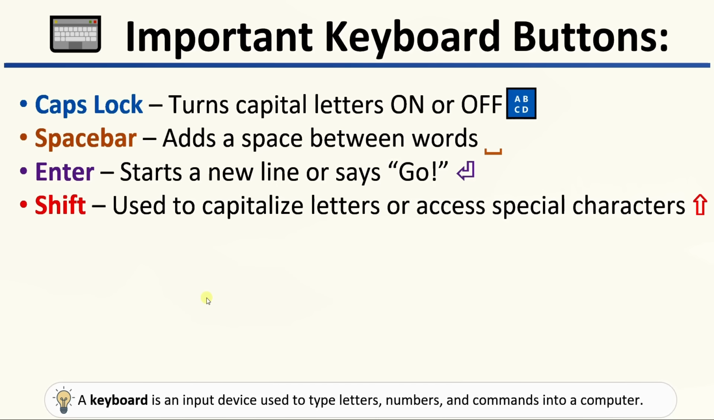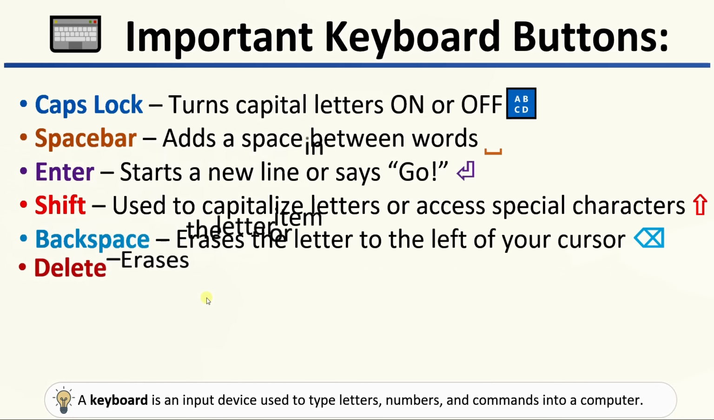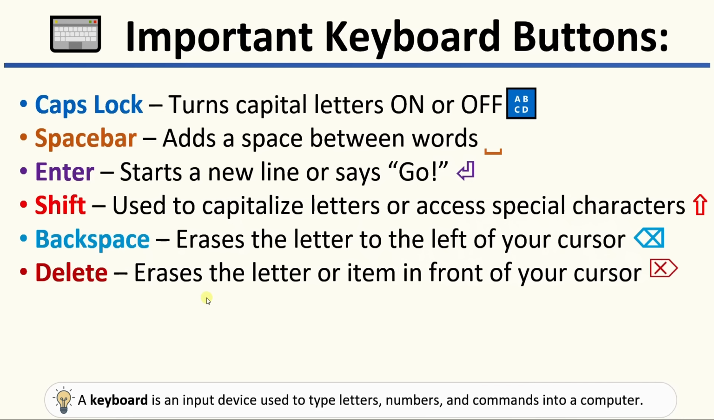And what happens if you make a mistake while typing? That's where the backspace saves the day. It erases the letter behind your cursor. If you press the wrong key, just hit backspace to correct it. But what if the mistake is in front of the cursor? You will use the Delete key for that. It erases what's in front of the cursor, not behind. Both backspace and delete keys are useful when editing.